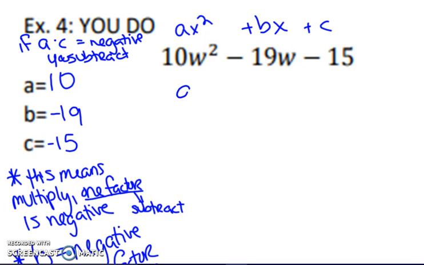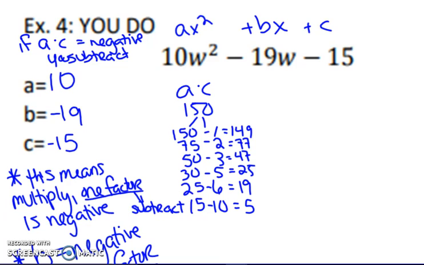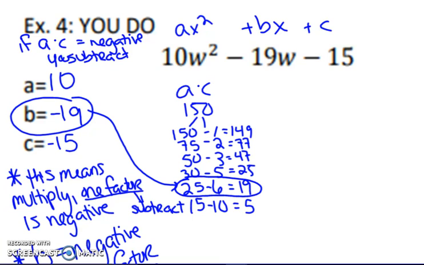So we have 150. Well, I have 150 and 1. I have 75 and 2. I have 50 and 3, 30 and 5, 25 and 6, and 15 and 10. Well, if I subtract all of these, because 1 does have to be bigger, I get 149, 77, 47, 25, 19, and 5. I'm still focusing on my b, so that means my factors are going to be 25 and 6. Now again, b is negative, so my larger factor needs to be negative. So I'm going to break this down to negative 25w plus 6w. Still bringing a and c down as they are.